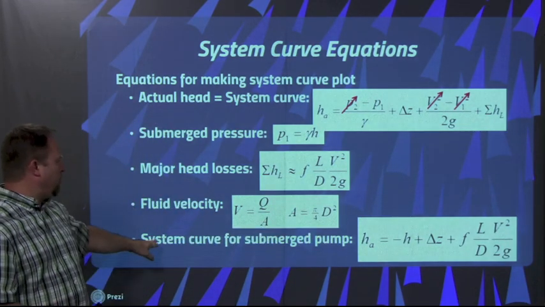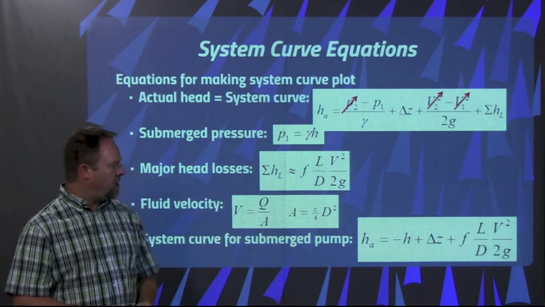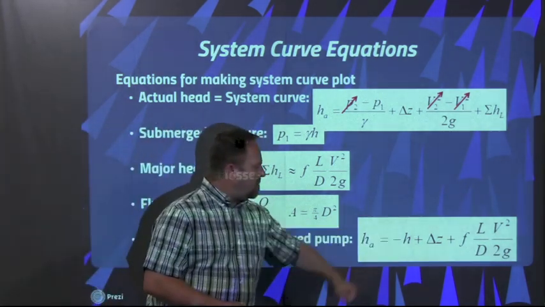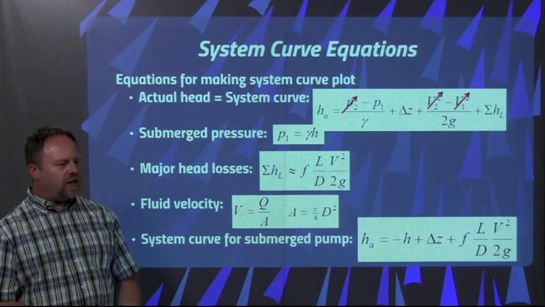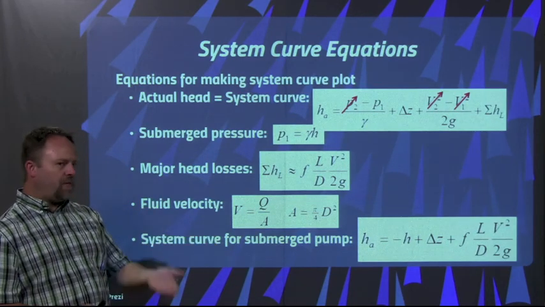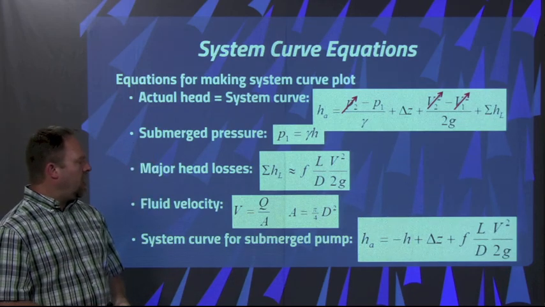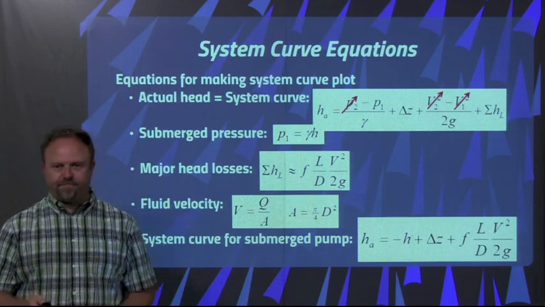So in the end, what you end up with for a system curve is this one here: we have a height below the water table, we have a change in height of elevation between the pump and the water tower, and we have some losses there.